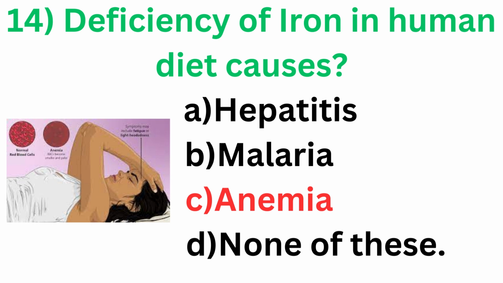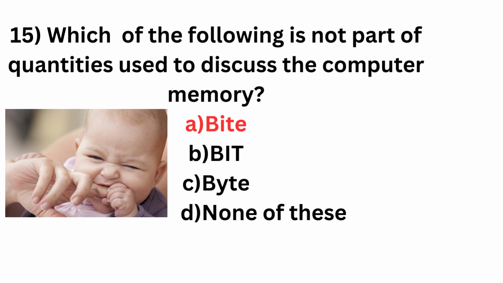And deficiency of iron in the human diet causes anemia. Anemia is basically a deficiency of iron and hemoglobin in the blood, or a deficiency of red blood cells in the human body. And which of the following is not part of the quantities used to discuss computer memory? So byte is not part of computer memory. Bit and byte are the parts of computer memory.